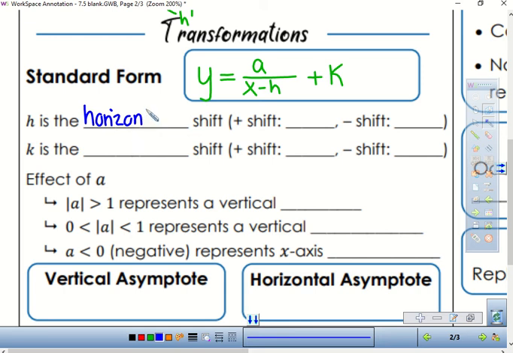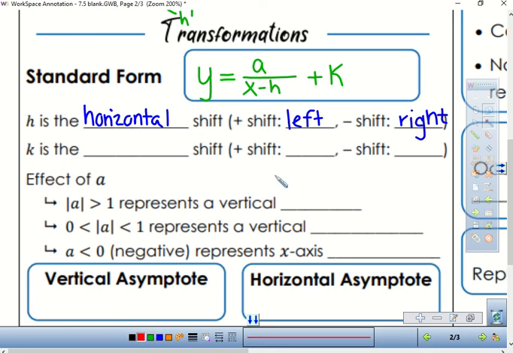And does anybody remember something unique about the h in particular that the other letters don't have? Yeah, it changes sign. If in the formula it is positive, it's actually going to the left. And if in the formula it's negative, it's actually going to the right. So keep in mind that h always changes sign when placed into the formula, because of the nature of the formula itself with the negative sign.